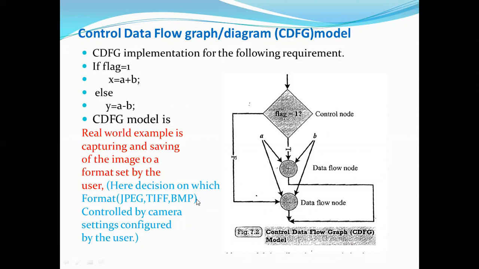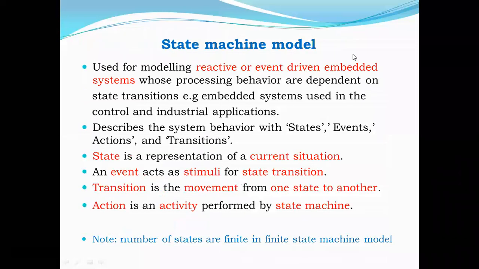Okay, ma'am. Right? This is the control data flow graph model. So the next one we will see is the state machine model. I think you have learned finite state machines in software engineering.